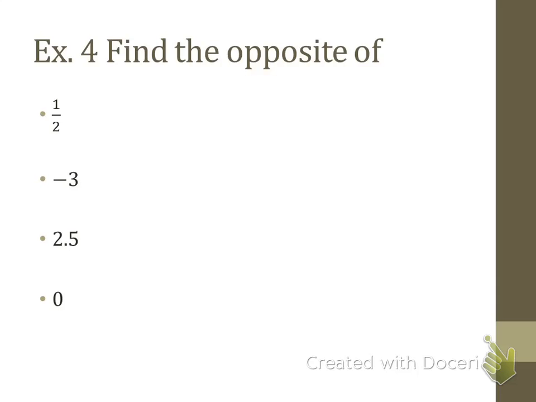So what is the opposite of positive 1/2? Cole? Negative 1/2. What is the opposite of negative 3? William? Positive 3. What's the opposite of 2.5? Nishan? Negative 2.5. What's the opposite of 0? Vincent? 0. There is no opposite of 0 because 0 is neither positive nor negative. So it's just 0.